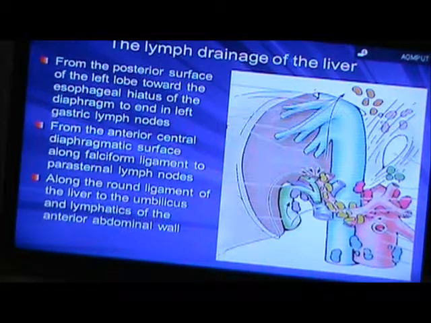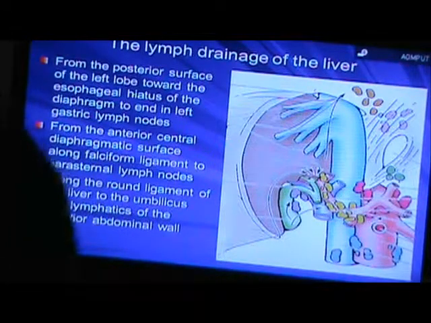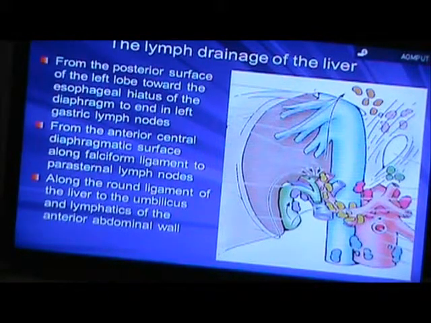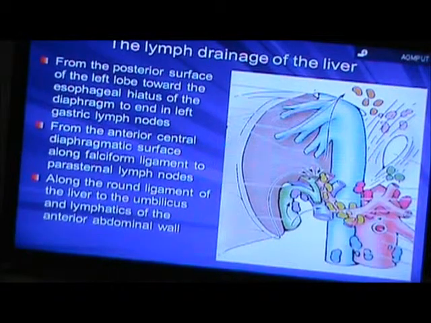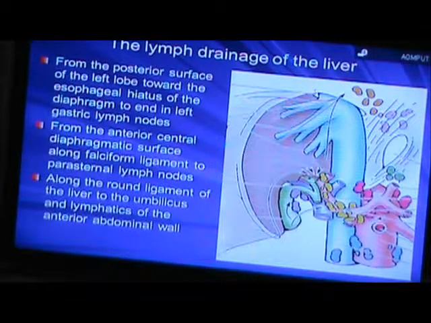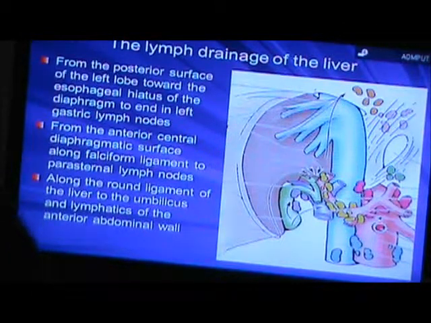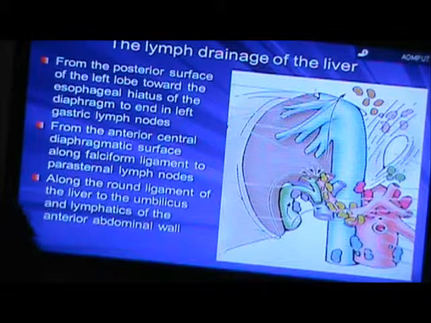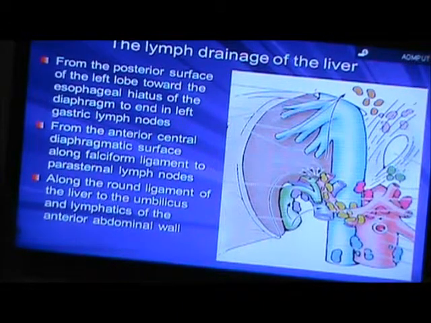So let's talk about the lymph drainage of the liver. From the posterior surface of the left lobe, the lymph passes toward the esophageal hiatus, to the diaphragm, to end in the left gastric lymph nodes. Left gastric lymph nodes, we remember, are present at the lesser curvature.